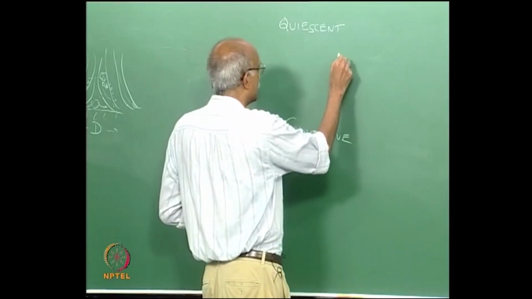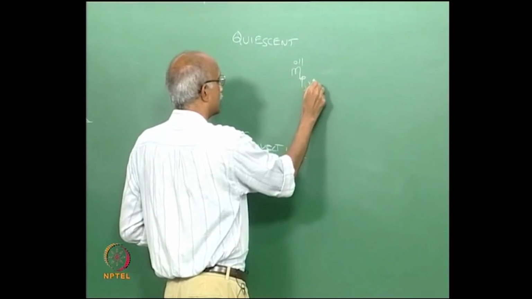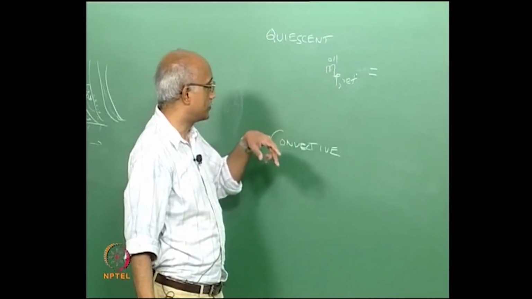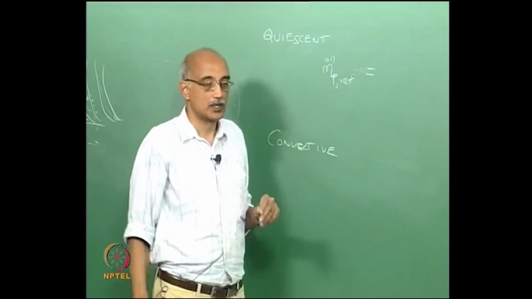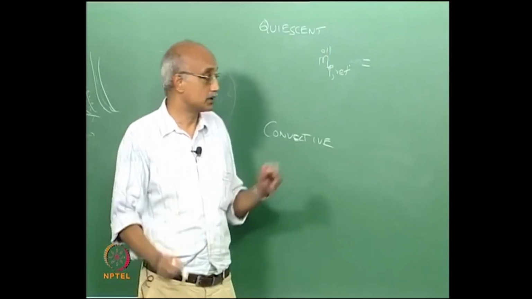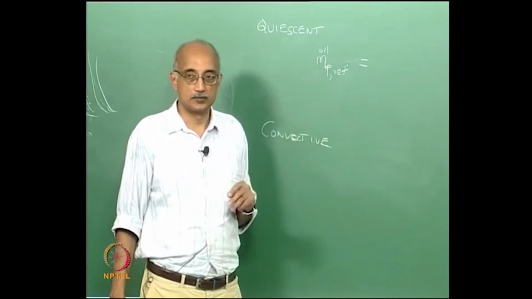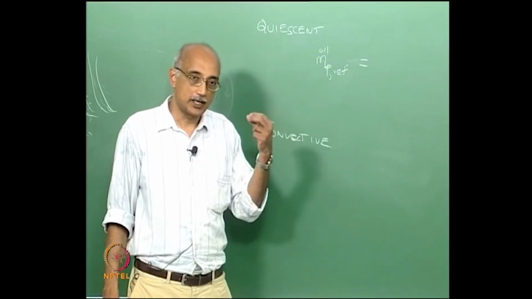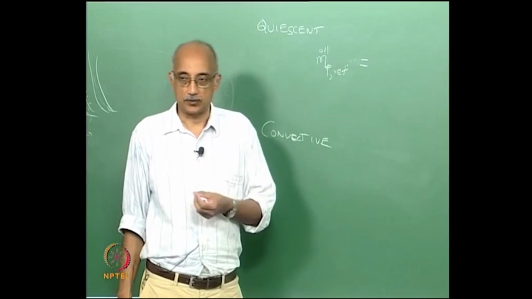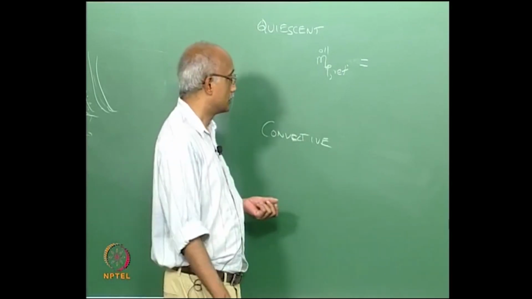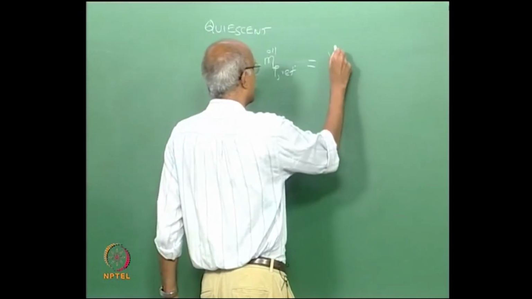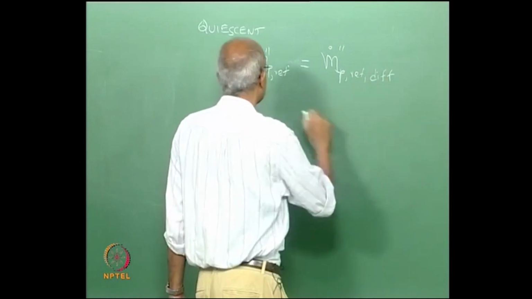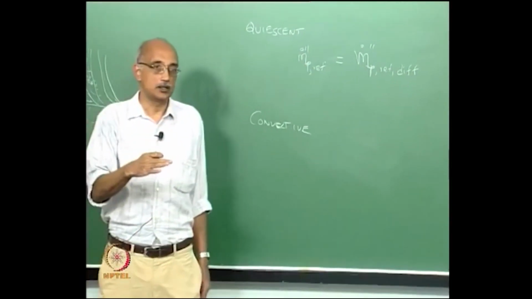Now in the two cases, how do you define reference fluxes? So if you take m_p dot double prime reference, where again m stands for mass, p stands for particles, dot stands for per unit time, and the double prime stands for per unit area. So this is the particle mass flux reference. In the case of quiescent flow, it relates back to the diffusive characteristics of the particle.